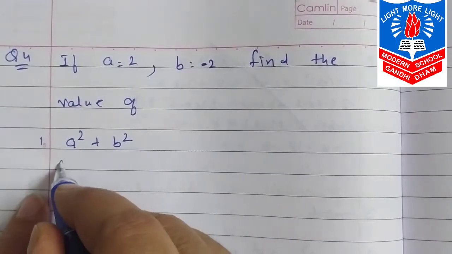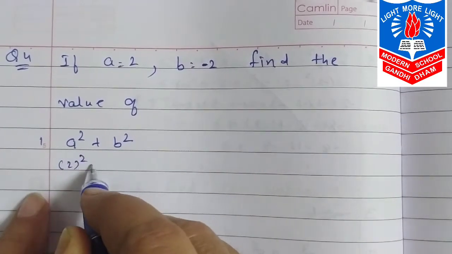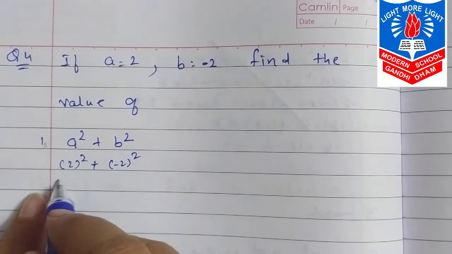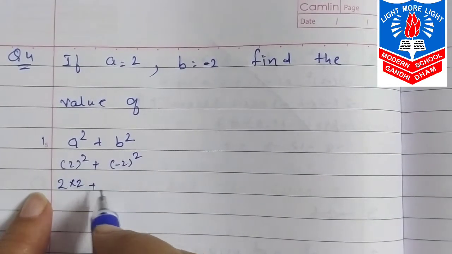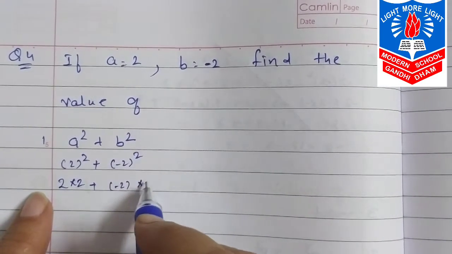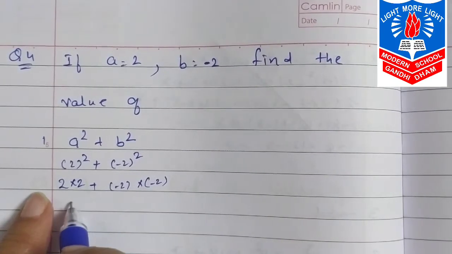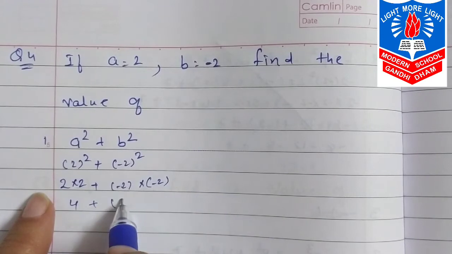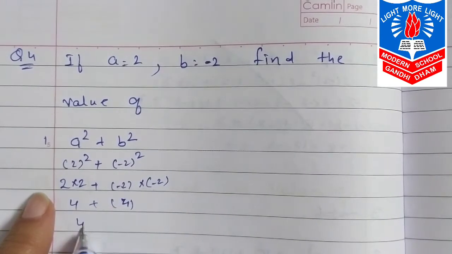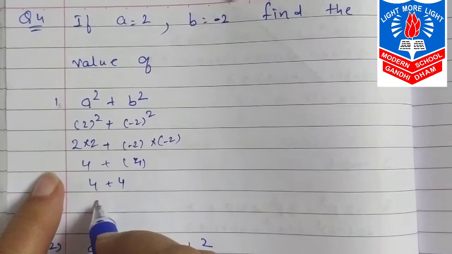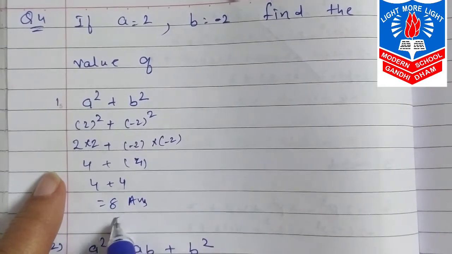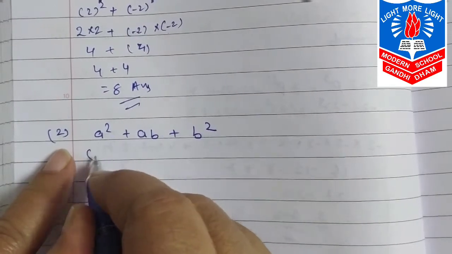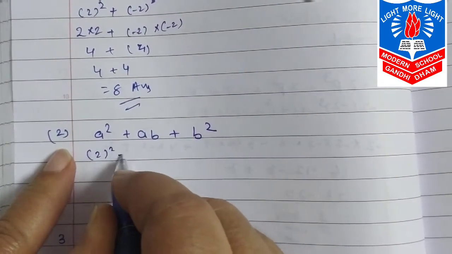So I keep here 2a square plus b square. It means 2 into 2 plus minus 2 into minus 2. 2 2s are 4, and here also 2 times minus 2, so plus 4. So 4 plus 4 is equal to 8. That is our answer.